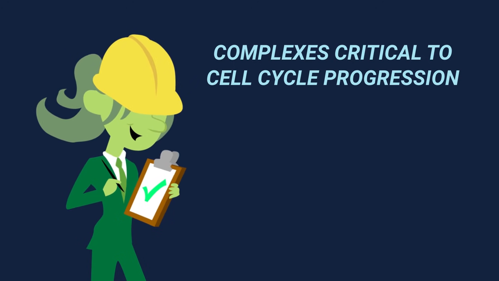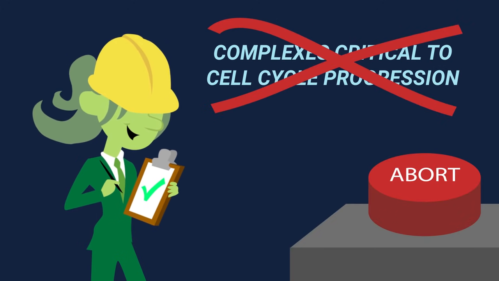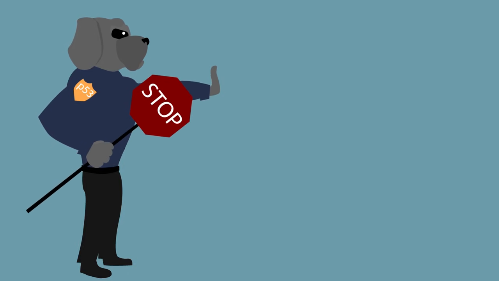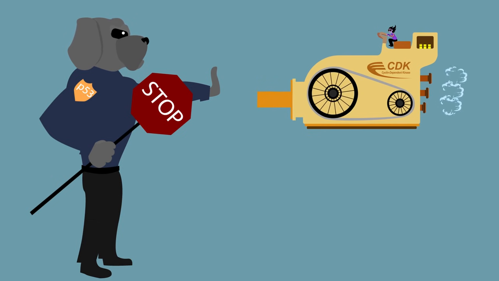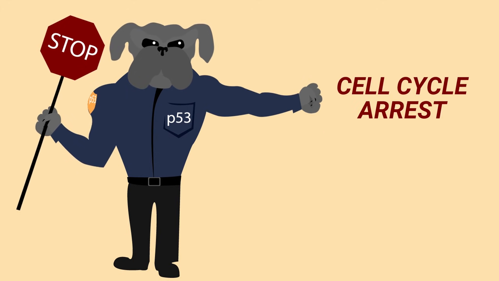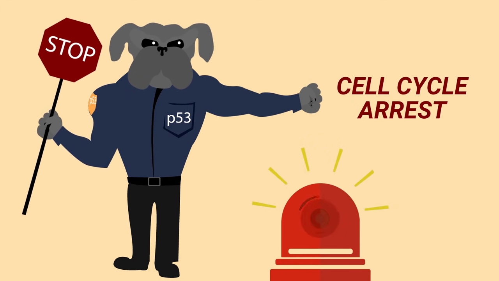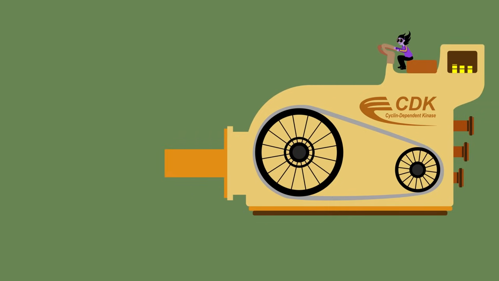By having complexes critical to cell cycle progression, there is a way for the cell to shut off the progression by inhibiting those molecules. For example, CDKs are indirectly regulated by tumor suppressor protein P53. P53 can activate several pathways, including cell cycle arrest when there is DNA damage. I will go into the details of this mechanism in another video, but in this video, we will look at the functions of cyclins and CDKs throughout the cell cycle.